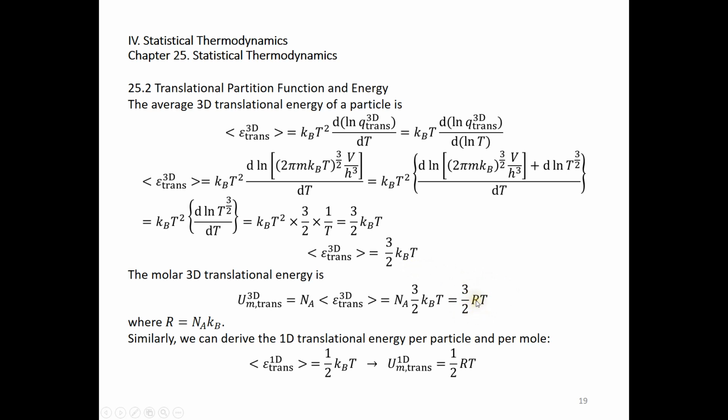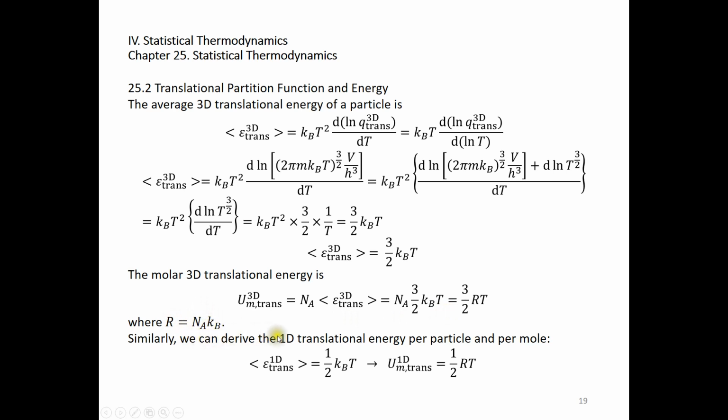And what if there is attraction or repulsion? Then we need to modify the expression of the energy levels, because the energy is going to include both the kinetic energy and the attraction and repulsion. Again, R is simply the Avogadro constant times the Boltzmann constant.